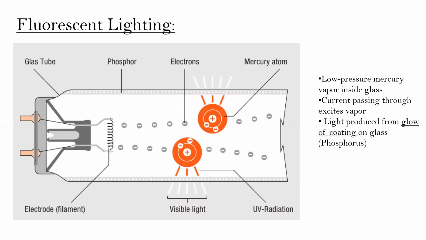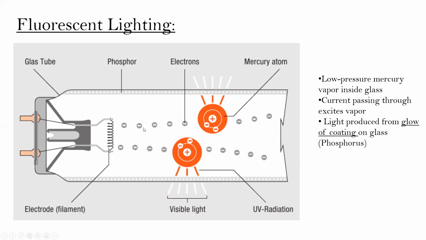Fluorescent lighting. It's a low pressure mercury vapor inside a glass tube. This is a linear, so straight tube. It's got 2 electrodes at both ends, and it's got a tiny little filament, and the filament doesn't glow when it is energized. Rather, it is a point for electrons to conduct to the mercury vapor inside this tube and progress over to the other filament that would be at the other end of the tube.